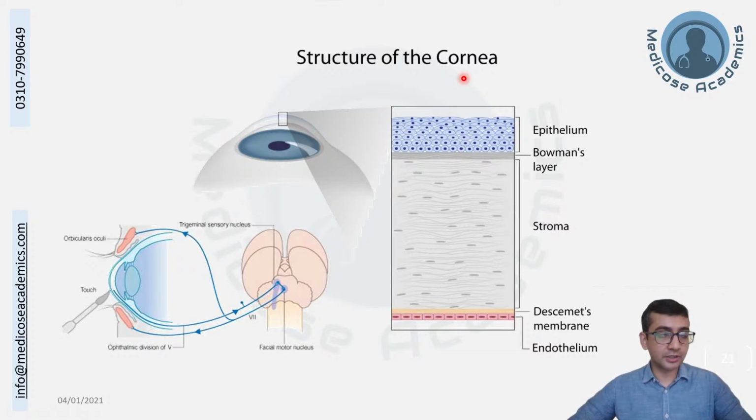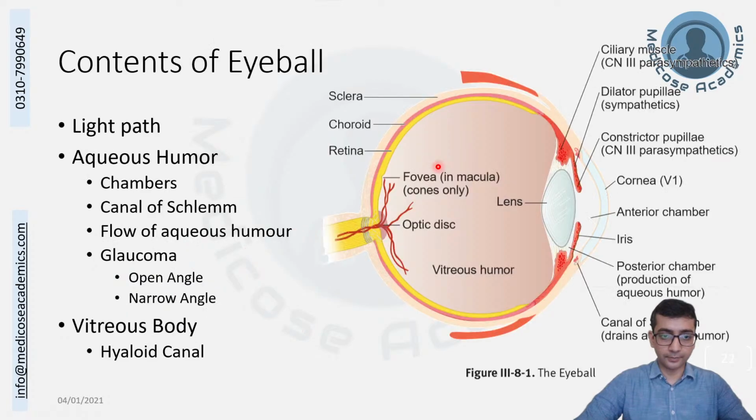And if you are asked about the blinking reflex, the blinking reflex occurs when a cotton wisp touches the surface, and the sensory fibers are carried through the nasociliary nerve to the ophthalmic division of the trigeminal nerve, and within the pons they synapse with the facial nerve nucleus, and the efferent fibers come and contract the orbicularis oculi muscles, and they close the eyelids.